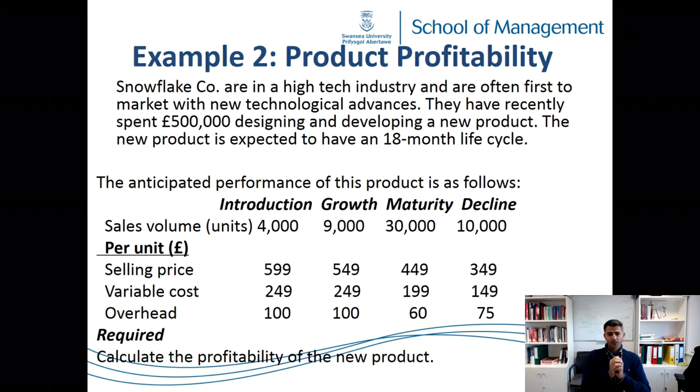In terms of overhead cost per unit, overhead is an indirect cost, and again it will be reduced in terms of fixed cost per unit. The question asks you to calculate the profitability of the new product. So again, it's all based on estimation. This data will help the business decide if it's worth launching this product or not. Of course, they shouldn't rely only on product life cycle costing, but it's one of the techniques they should look at in order to make better decisions.